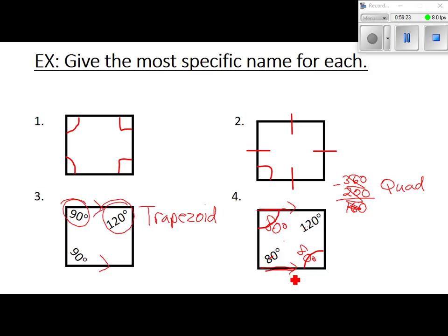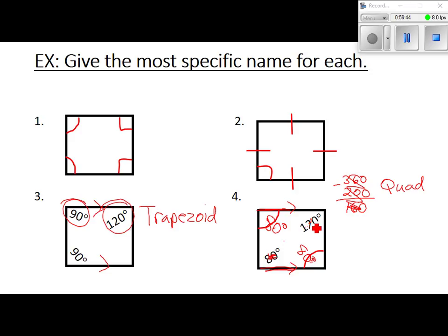But also with that, to be a trapezoid, these 2 angles have to add up to 180. They have to be supplementary to each other. Those 2 and those 2 have to be supplementary, and they're not. So we're not going to call it a trapezoid.